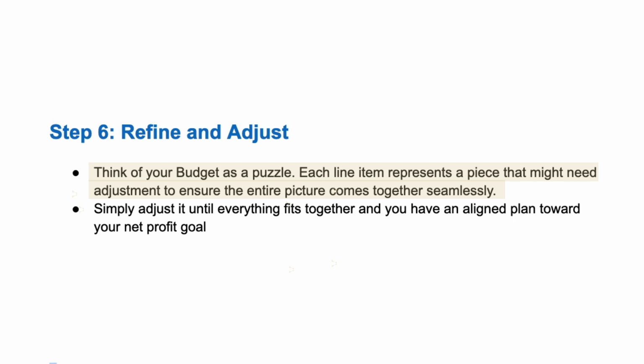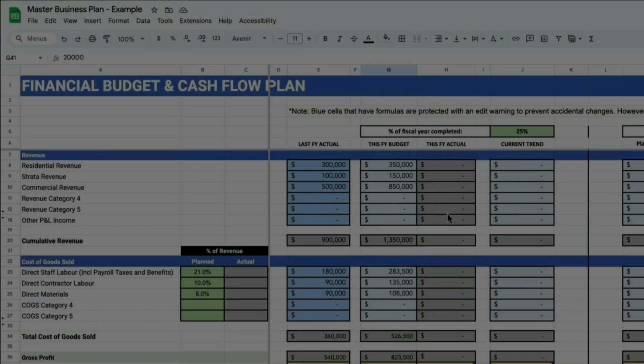I like to think of my budget as a puzzle. So each line item represents a piece that might need adjustment to ensure that the entire picture comes together seamlessly. So what you're going to want to do is look at your budget and specifically, based on everything you plugged in, does it actually hit your profit goal? And does everything feel realistic? And then you may need to adjust things until everything fits together perfectly and you have an aligned plan towards your net profit goal. So let's look at this example.